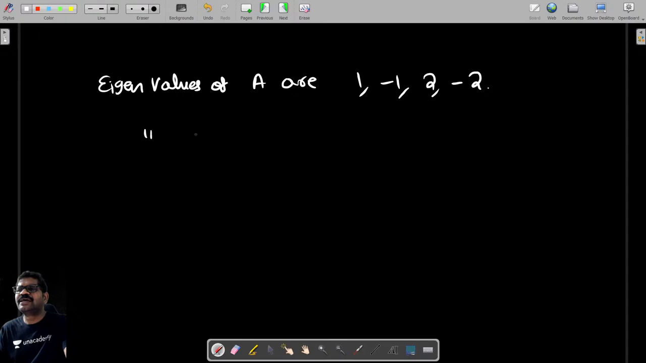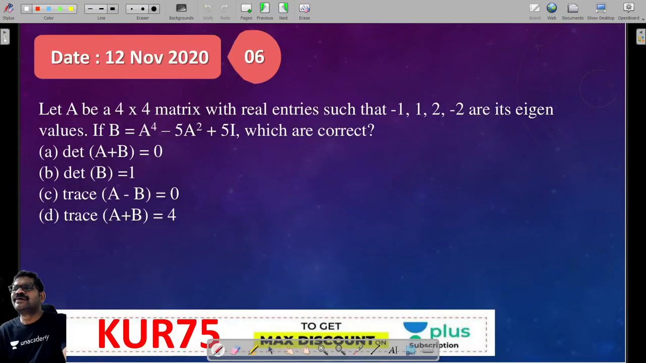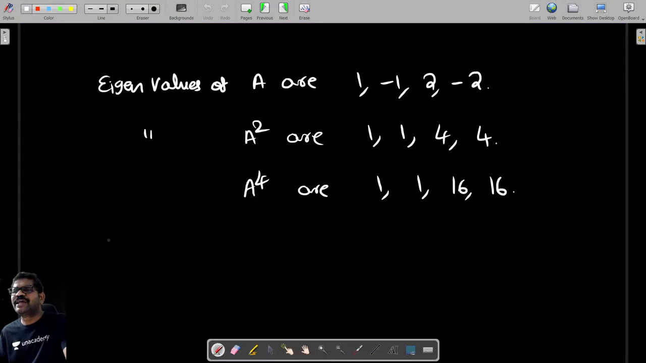Now, eigenvalues of A square are 1 square 1, minus 1 whole square 1, 2 square is 4, minus 2 whole square is 4. Now, eigenvalues of A power 4 are 1, 1, 16, 16. Now, eigenvalues of A power 4 minus 5A square plus 5I are.